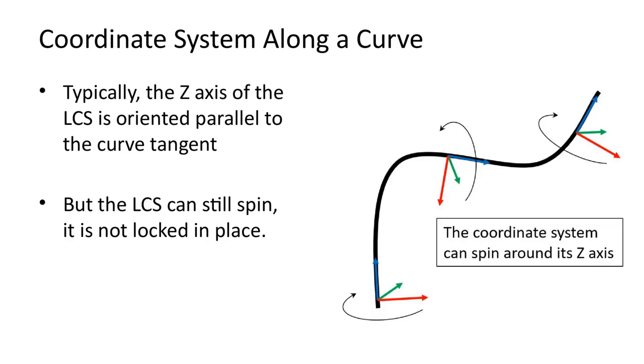Another common case is aligning a series of coordinate systems along the length of a curve. In this case, the z-axis is usually aligned to be tangent to the curve. However, note that this only locks one of the axes. The coordinate system can still spin around the curve. In order to lock the coordinate system, one more axis would need to be defined.